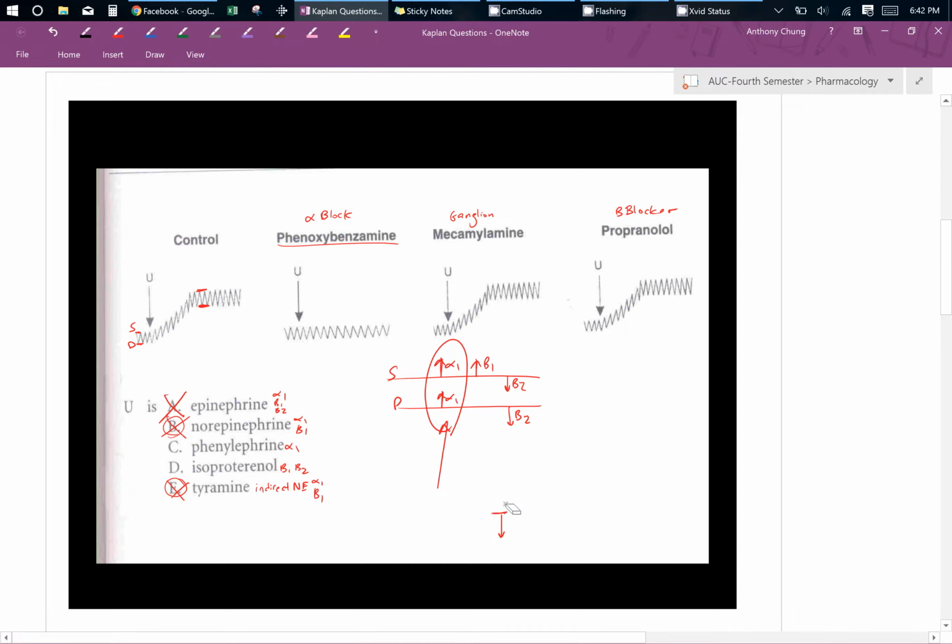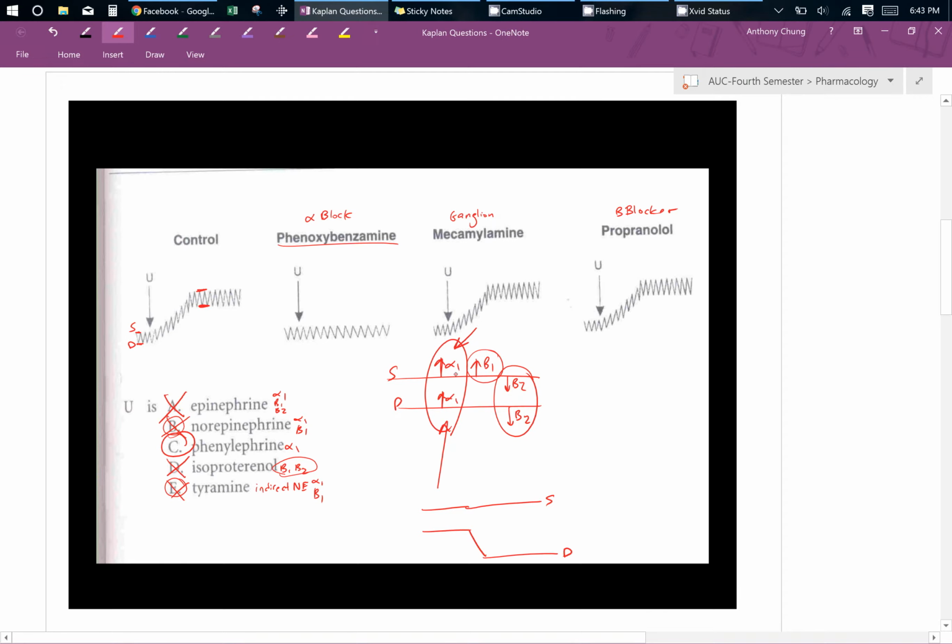And then finally, let's take a look at isoproterenol. Isoproterenol would look like this. If you have isoproterenol, it's beta-1 and beta-2. Let's take a look at beta-2 first. Beta-2 would decrease both at an equal amount, and then the beta-1 would raise the systolic up. So it would look more like this, systolic and diastolic. So it can't be isoproterenol either. So the only answer that could possibly be is phenylephrine, which is alpha-1, which is going to only increase the alpha-1.